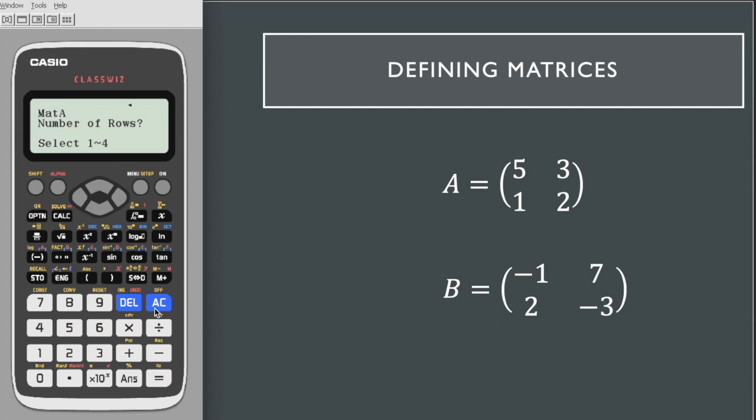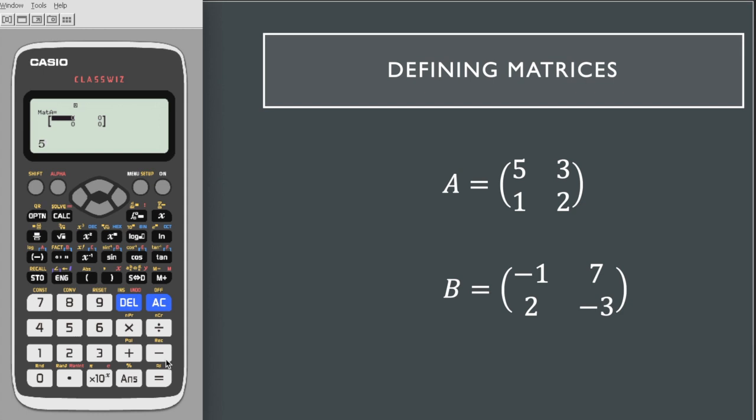In this case, we've got a 2 by 2 matrix, so this is going to be 2. Then it asks for the number of columns for our matrix. Again, it's a 2 by 2 matrix, so it's got 2 rows, 2 columns, so we select 2 here. As you can see, it displays a blank matrix filled with zeros. Now we just enter each of the elements of our matrix. Our first element here is 5.